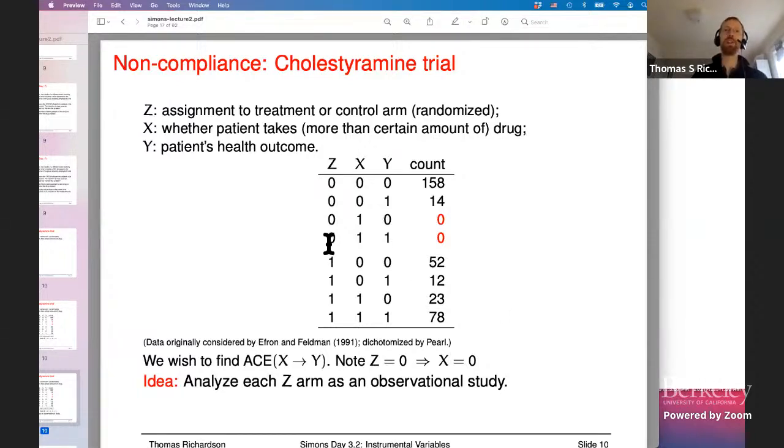So in this observational study, everybody's certain to take control because this was the control arm. So nobody in this observational study is actually getting treatment at all. We've got these zeros. But then here in the treatment arm, some people are taking treatment, some people are taking control.